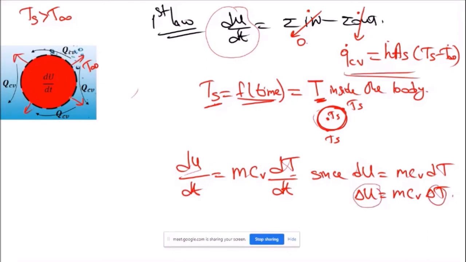Yes, one question. Cv is for our material, not for the liquid? Yes. dU/dt is for our material. This is the material's dU/dt, and it is balanced by the convection. Yes. Okay.